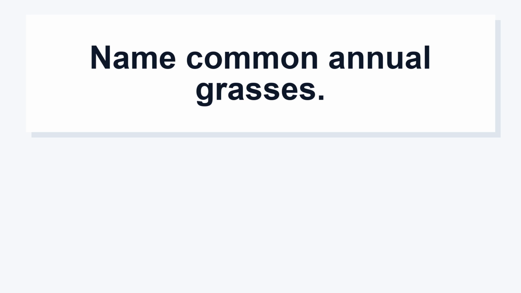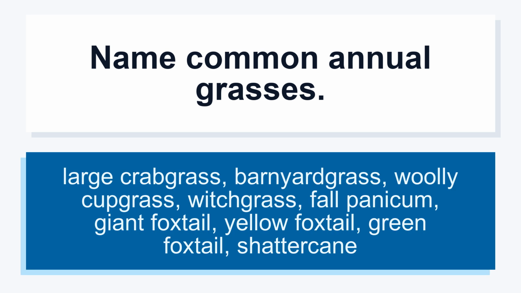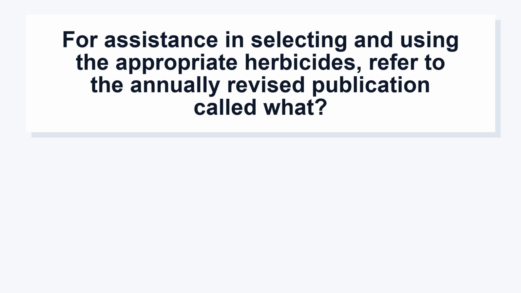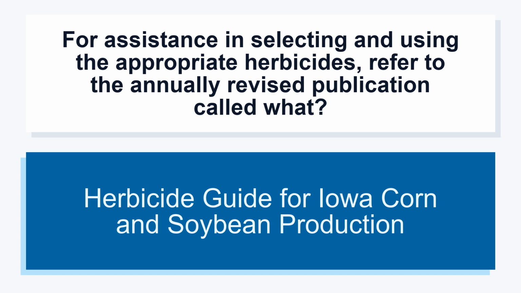Name common annual grasses. Large crabgrass, barnyard grass, woolly cupgrass, witchgrass, fall panicum, giant foxtail, yellow foxtail, green foxtail, shatter cane. For assistance in selecting and using the appropriate herbicides, refer to the annually revised publication called what? Herbicide Guide for Iowa Corn and Soybean Production.